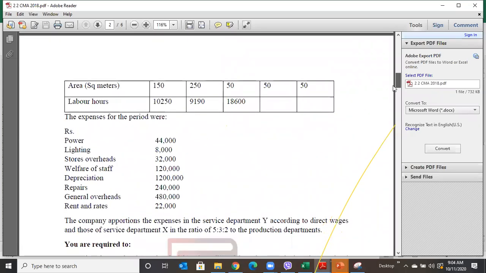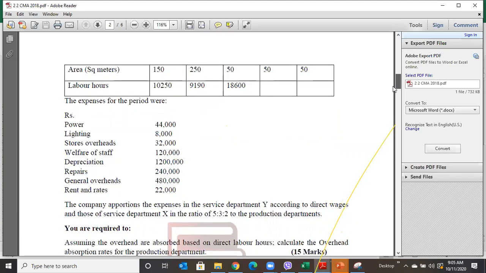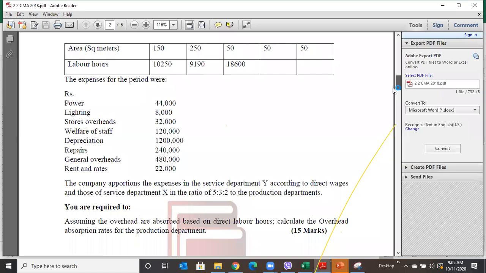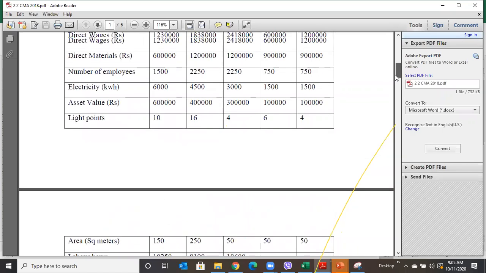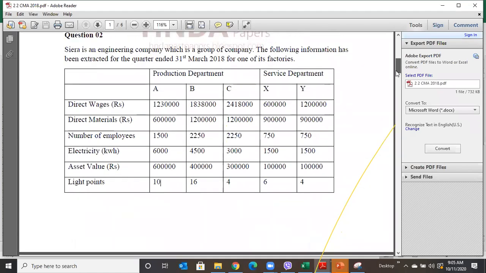Okay, the company apportions the expenses of service department Y according to direct wages, and those of service department X in the ratio of 5 to 3 to 2 to the production departments. You are required, assuming the overheads are absorbed based on direct labor hours, to calculate the overhead absorption rate for the production departments. In this case, what we have to do is simply prepare the production overhead cost sheet.